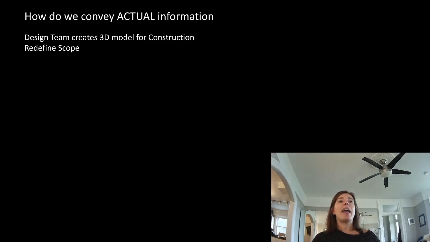So how do we convey actual information? This is where we rethink the standard construction document package. That doesn't mean we need to rethink the contract document package or the tender package, but the construction package may need to be rethought.